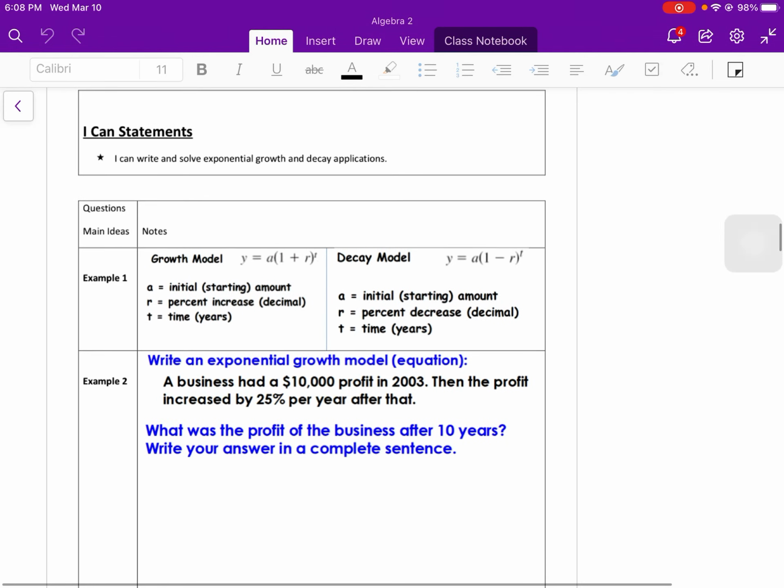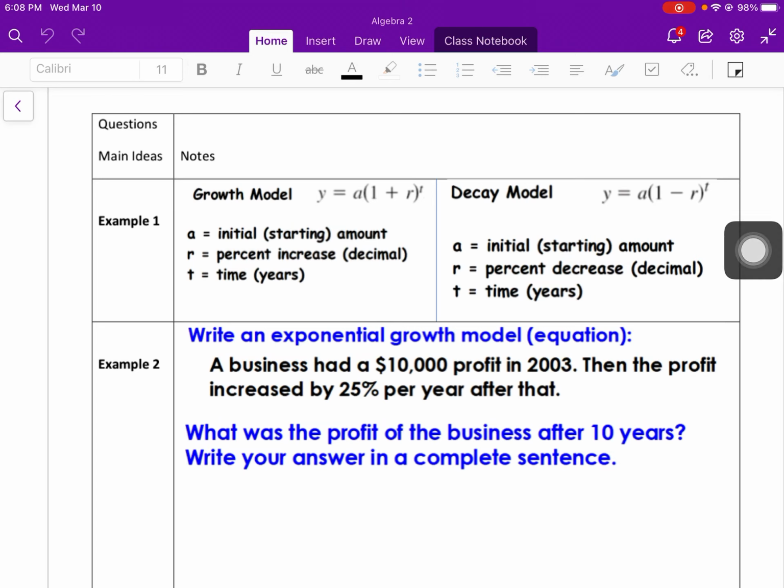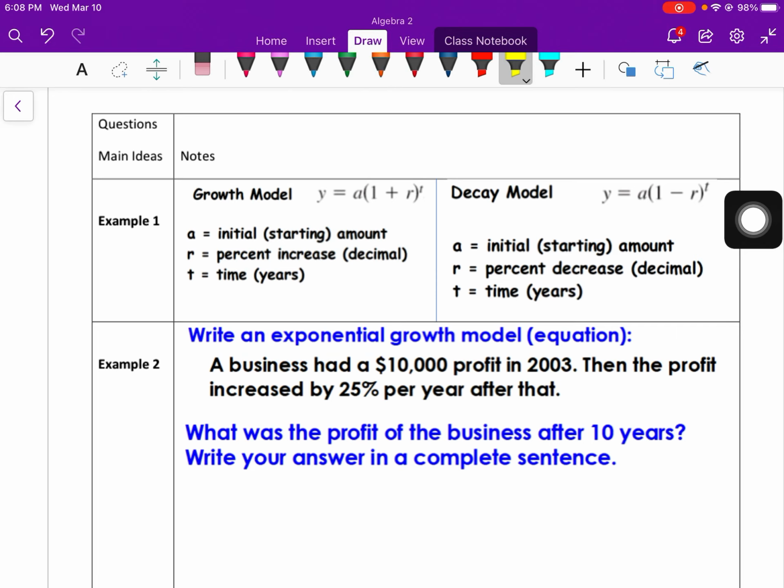The two models we're going to be looking at are a growth model and a decay model. So pretty similar to what we learned last week. And then the variables are associated to definitions. So in the growth model, you'll notice that we are adding here because we are growing at an increasing rate. So A stands for your initial starting amount. R stands for your percent increase in decimal form, so that's important. And then T is time in years, and that's the exponent, the power of T.